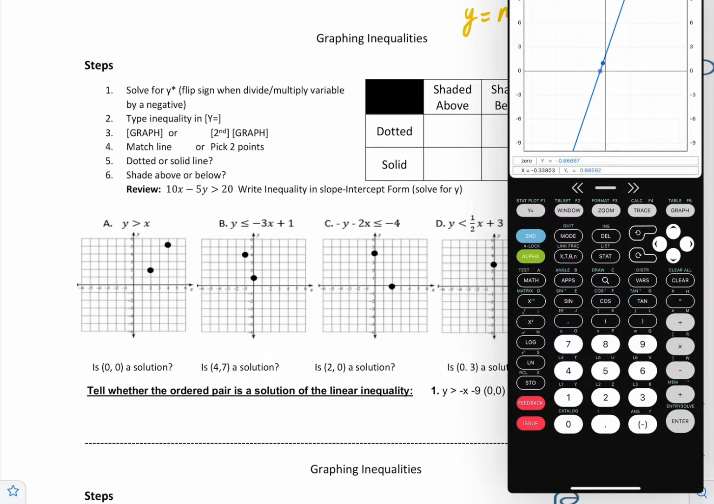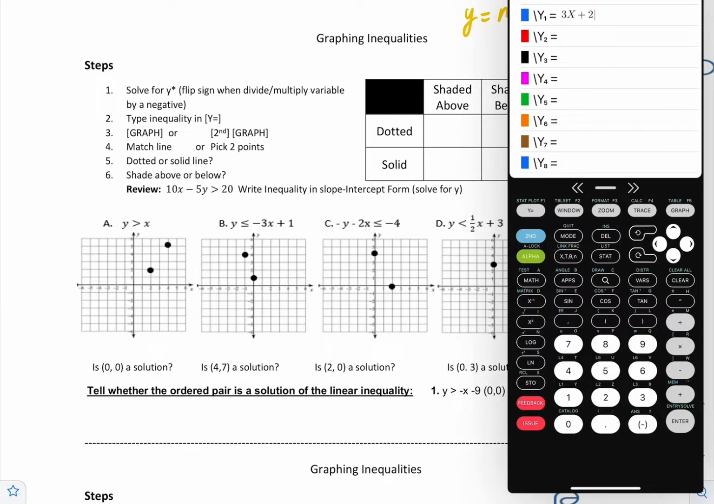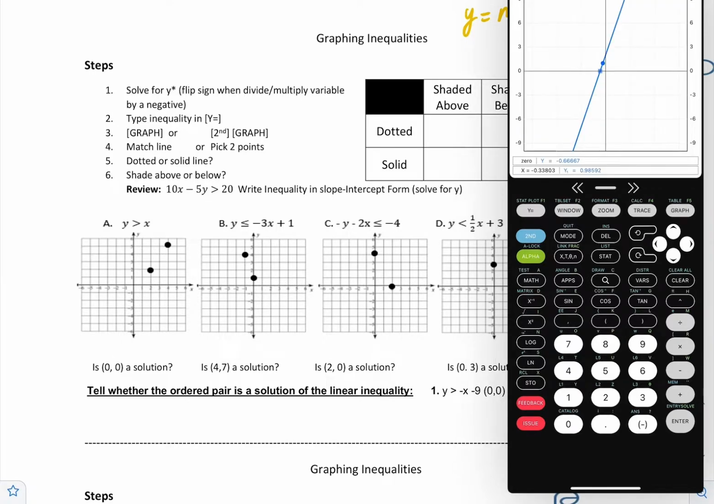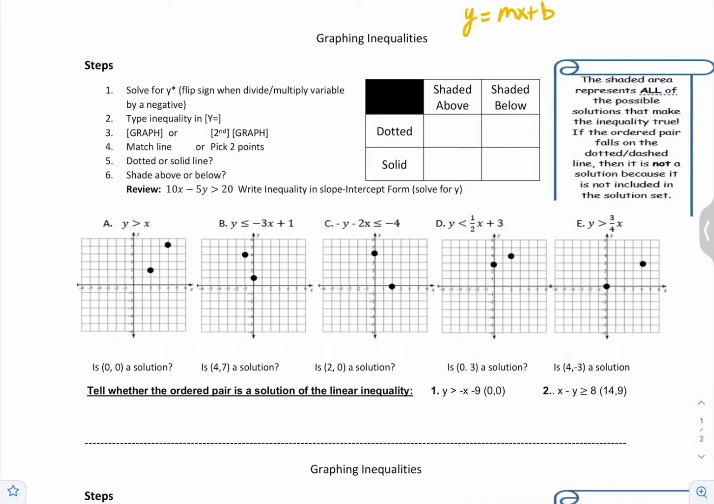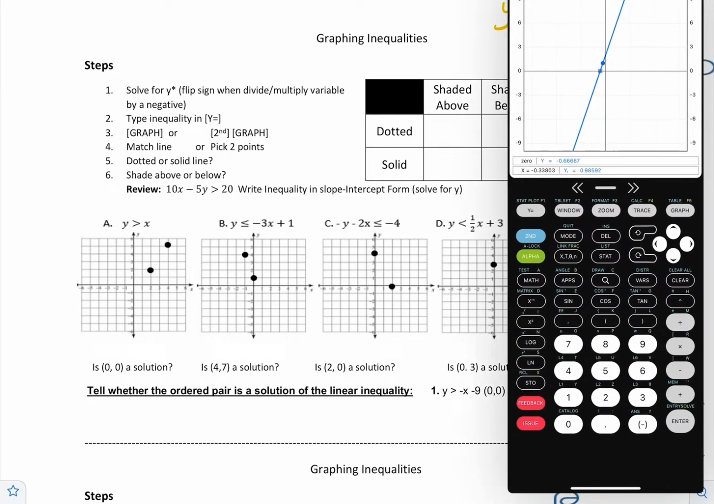But what we need to talk about is what happens when we want to not just graph what's on the line, but what's above the line. And that's where inequalities come in, right? Remembering that our inequality signs are less than, greater than, less than or equal to, greater than or equal to. So if I give you y is not only equal to 3x plus 2, but greater than, then we have to find out how we represent that in this calculator.